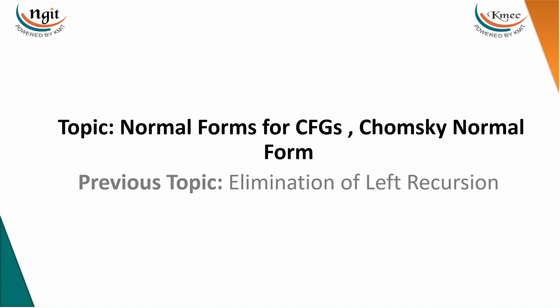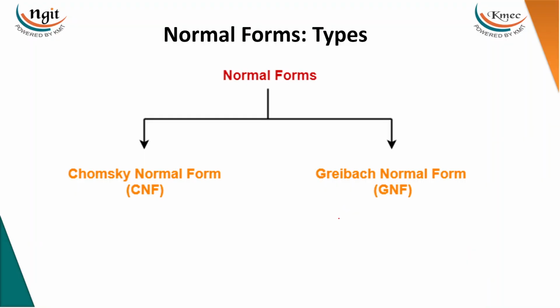Hello students, in this video we'll discuss normal forms for context-free grammar, and especially Chomsky normal form. In the last video we discussed how to eliminate left recursion. Of course, that will be useful only in GNF, not in CNF. So first, what are the types of normal forms? Why do we have to go for normal forms in the first place?